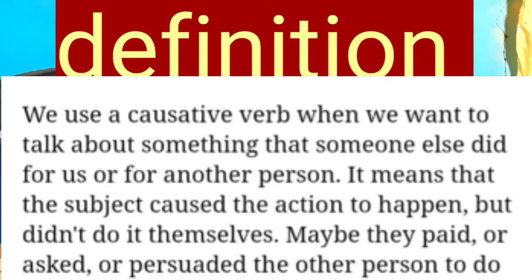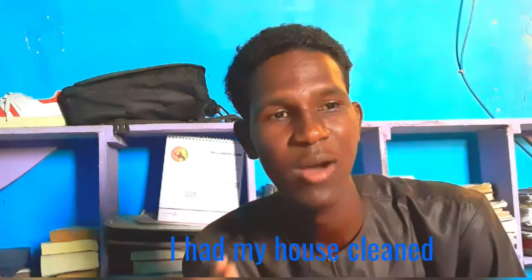We use a causative verb when we want to talk about something that someone else did for us or for another person. It means that the subject caused the action to happen but didn't do it themselves. Maybe they paid or asked or persuaded the other person to do it. For example, we can say, I cleaned my house. This means I cleaned it myself. If I paid someone to clean it, of course, I can say a cleaner cleaned my house. But another way is to use a causative construction. A causative construction says also, I had my house cleaned.